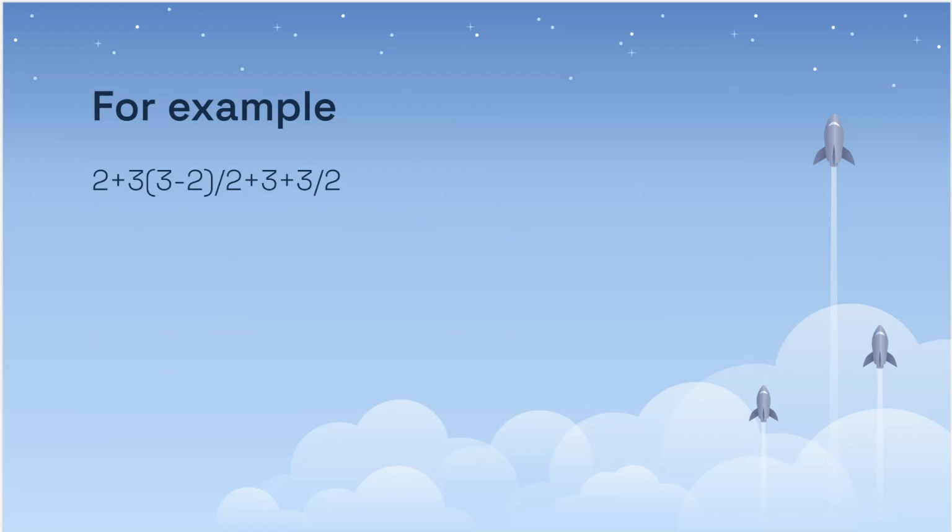All right, so let's take a look at this example. Oh, so complicated. What do we do first? Well, the grouping. The grouping comes first. 3 minus 2 is 1. So we just bring the rest of this down.